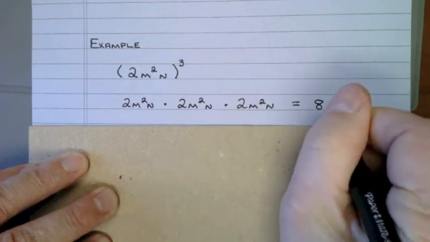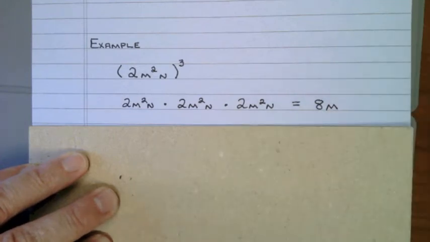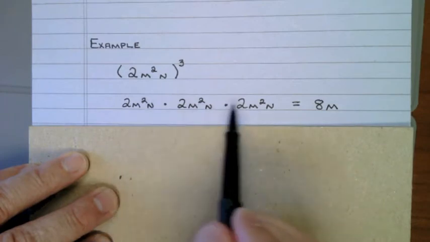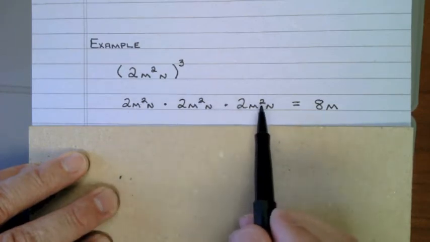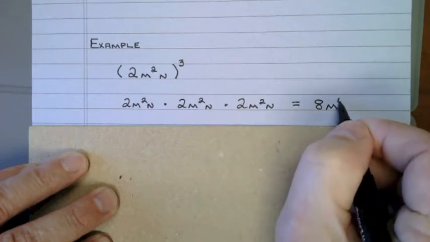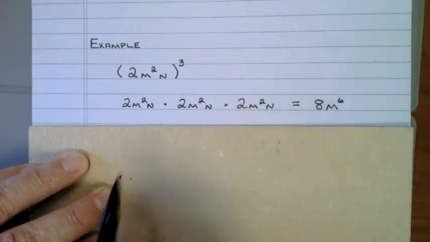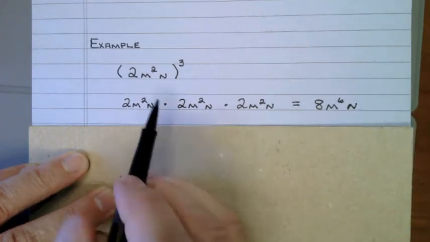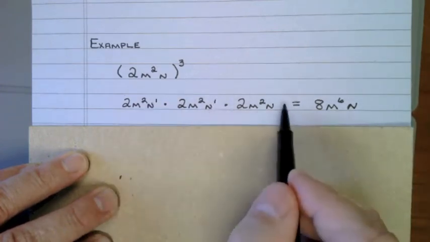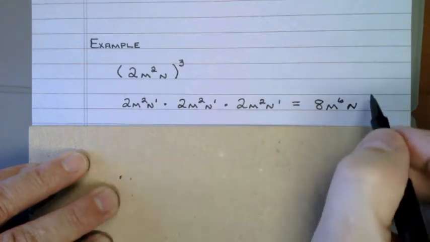I write down the first variable I'm using, m. What do I do with these exponents when I multiply? I add. I go 2 plus 2 plus 2 is 6. I need to add the exponents on these ends. Remember, there's a 1 right here, a 1 right here, and a 1 right there. If I add all those 1's up.